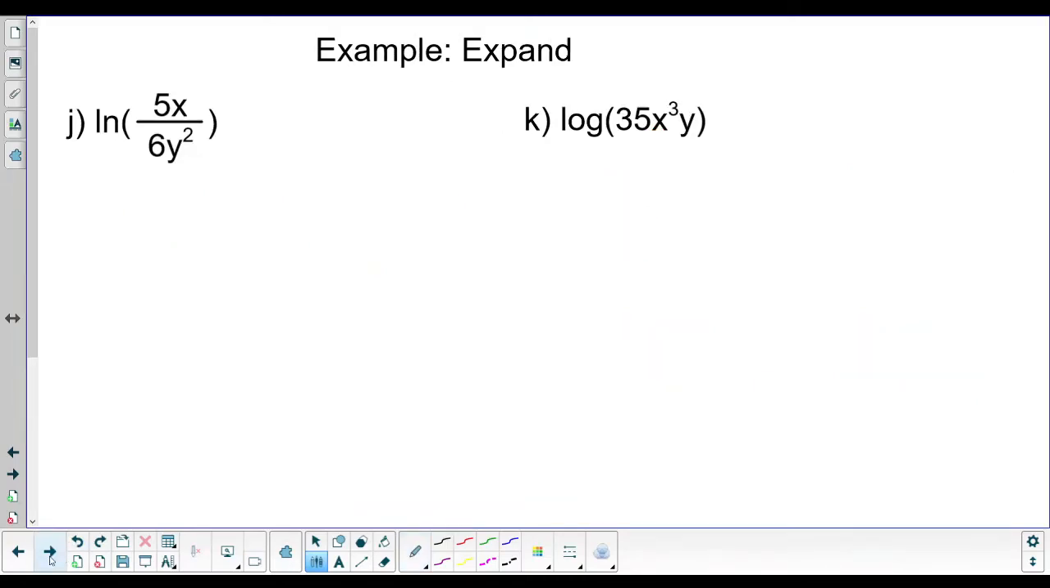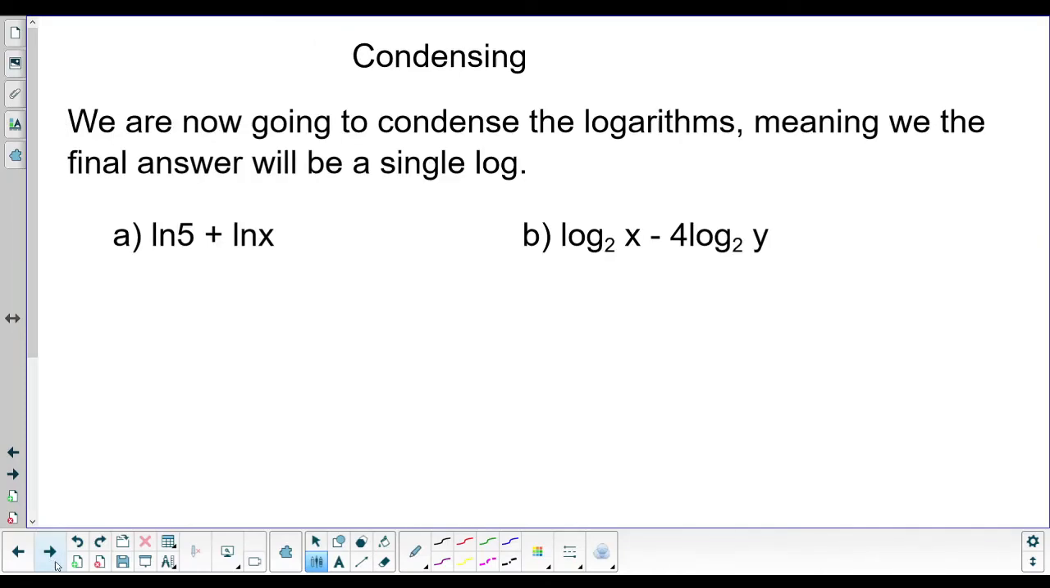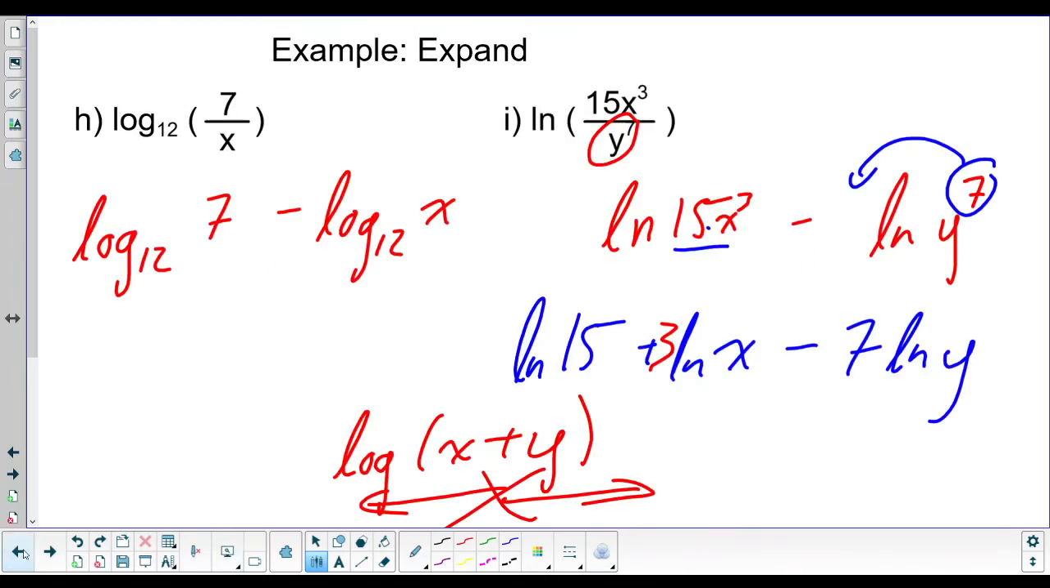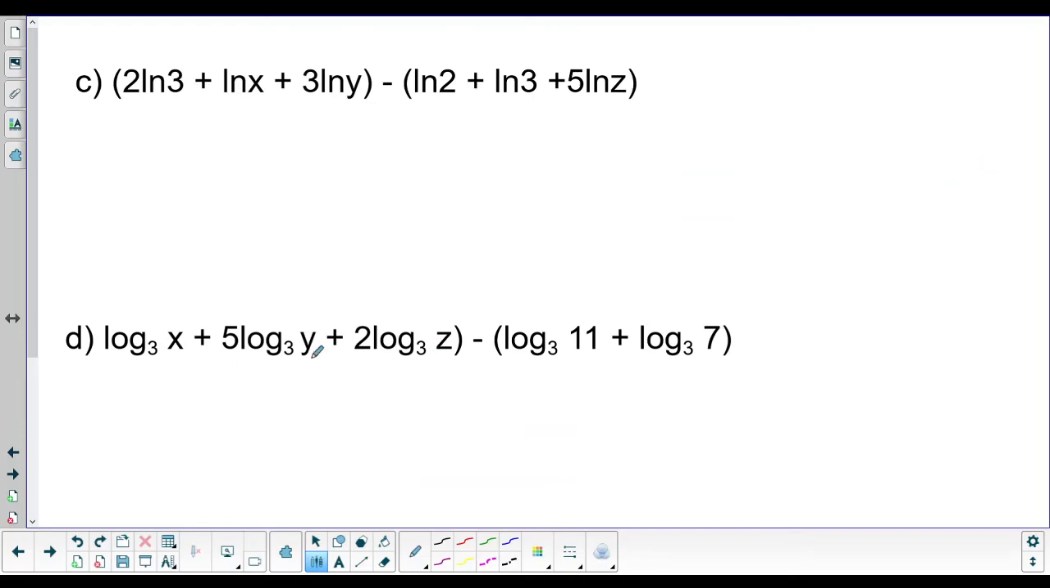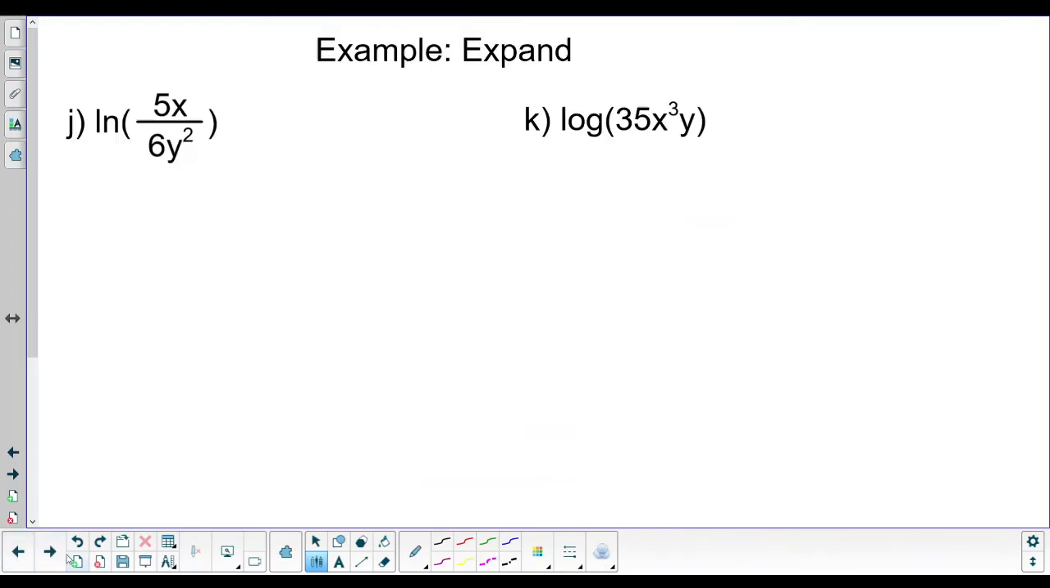So, all right. Let's do two more expanding practices, and then we're going to try going in reverse and taking things that are being added together and then condensing them. And you're going to say, Mr. Barton, you said there isn't one of those. There's not one for the inside of the log. If two logs, though, are doing something, we can go reverse. Okay.